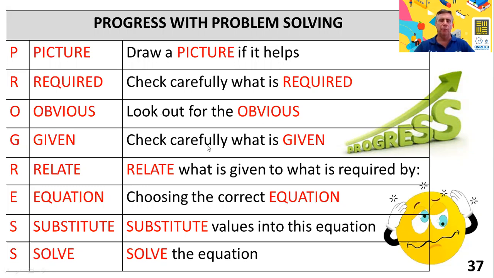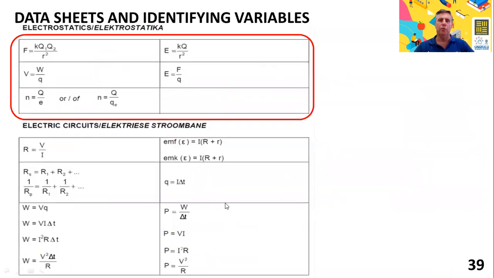Make sure you check carefully what is given and the units it's given in. You'll often find micro or picocoulombs which have to be converted. And then simply relate what is given to what is required by choosing the correct equation. Once you've got that, you have only to substitute values in and to solve. Now, to find the equation, of course, we go to our data sheets. On page 39, your second page of data sheets at the top, you have the electrostatics equations, 5 equations related to question 7.